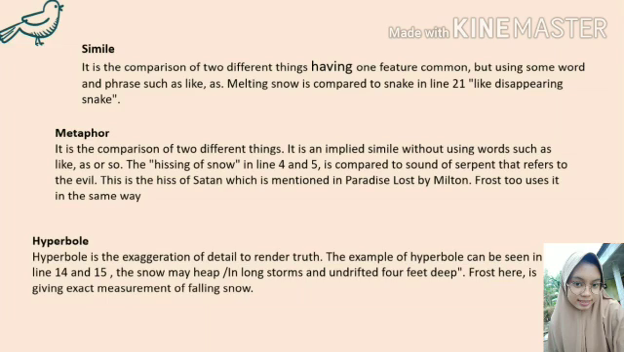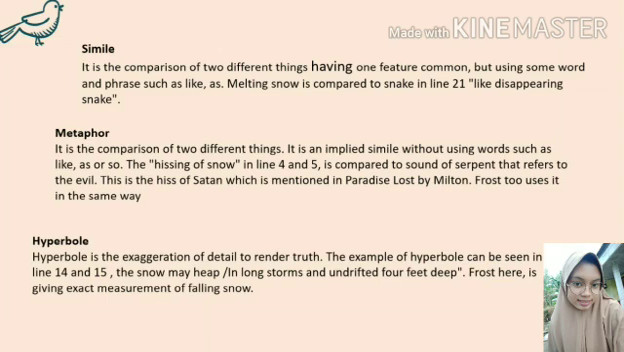Metaphor. It is a comparison of two different things. It is an implied simile without using words such as like, as, or so. The hissing of snow in lines 4 and 5 is compared to the sound of a serpent that refers to evil. This is the hiss of Satan, which is mentioned in Paradise Lost by Milton.